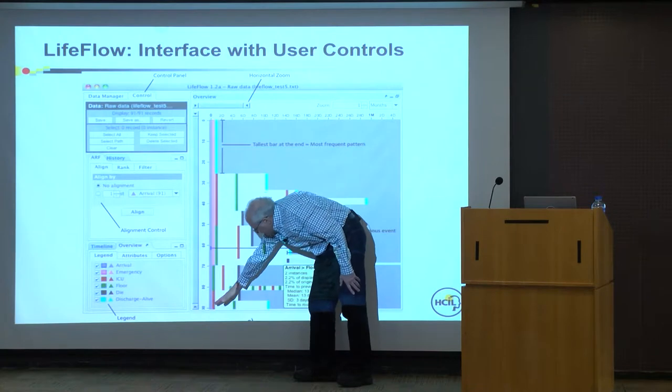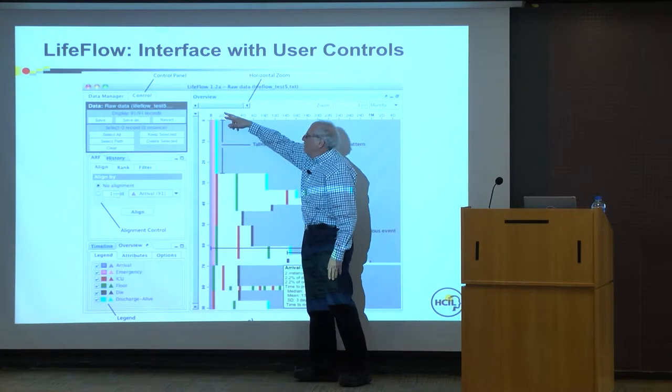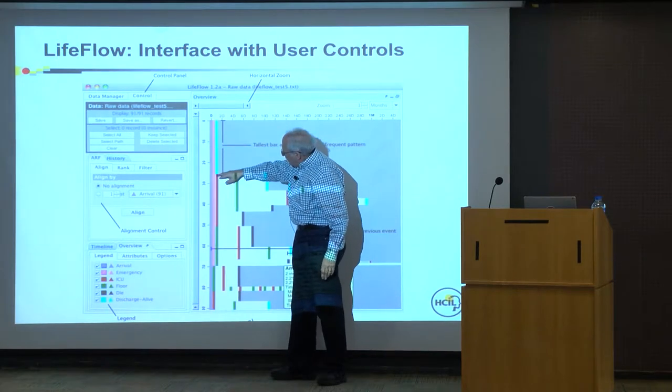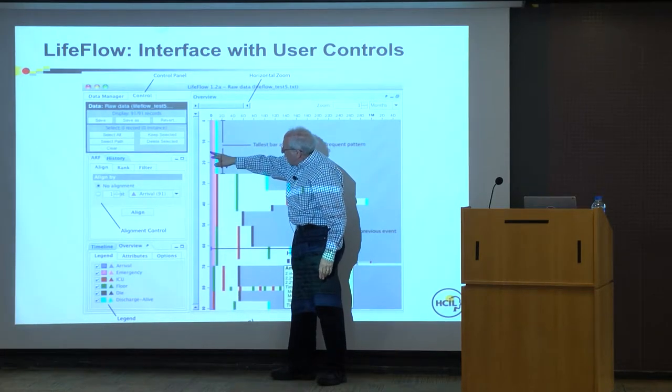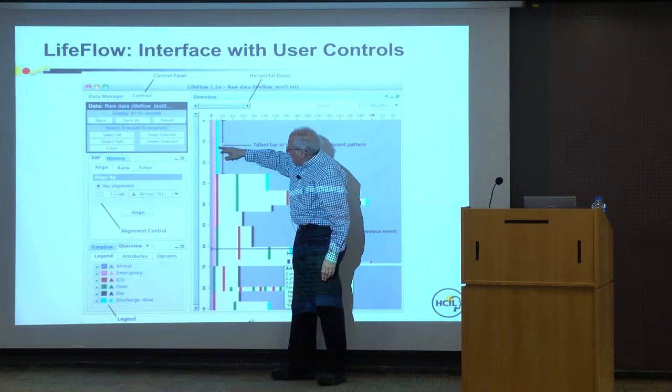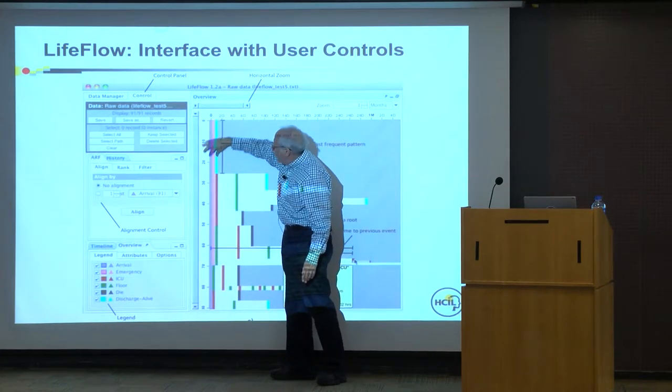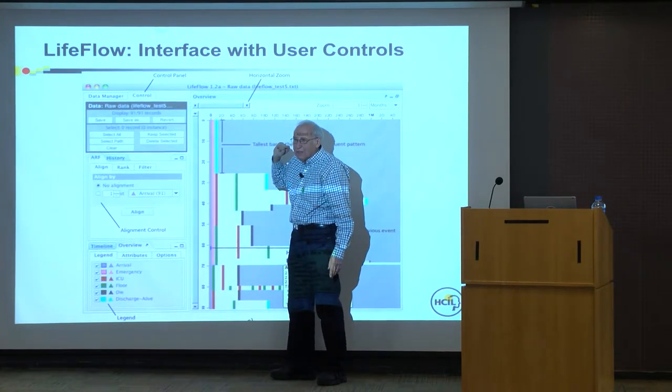This is 90 patients. And you can see that the largest group of 26 patients, they arrived at the hospital, they went to the emergency room, and they were discharged within a few hours. So time moves this way, and that's the average time for all 26.